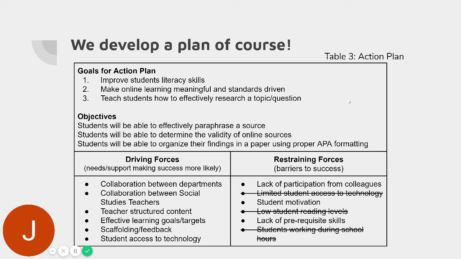We need to collaborate, not only between the social studies department, but between other departments. We need to make sure that our teacher-structured content is aligned to our learning goals, is scaffolded, and we give feedback, and that our students have access to technology. Some of that we cannot control, but we have given out a lot of Chromebooks, and our students do have phones, so we can use that to our knowledge. If we know the limitations of a Chromebook, we can structure our content to not go outside those limitations.